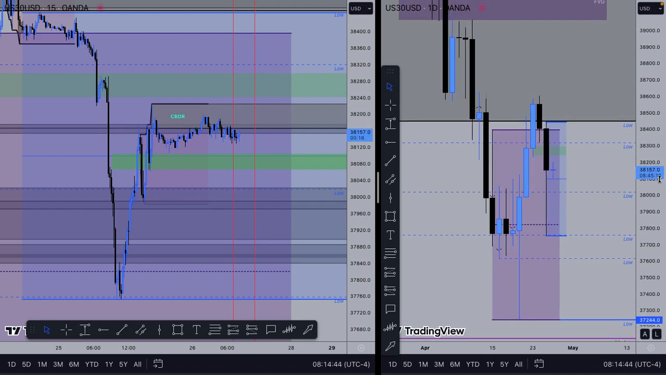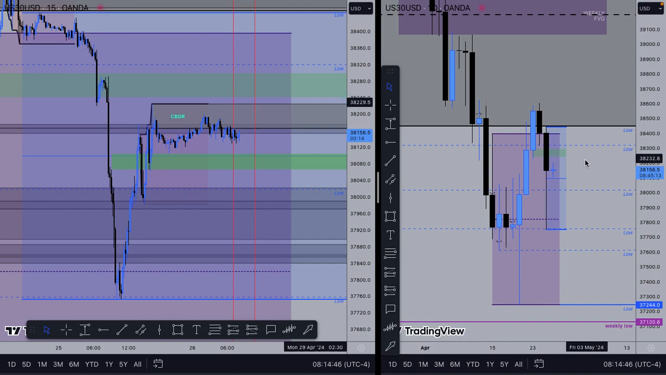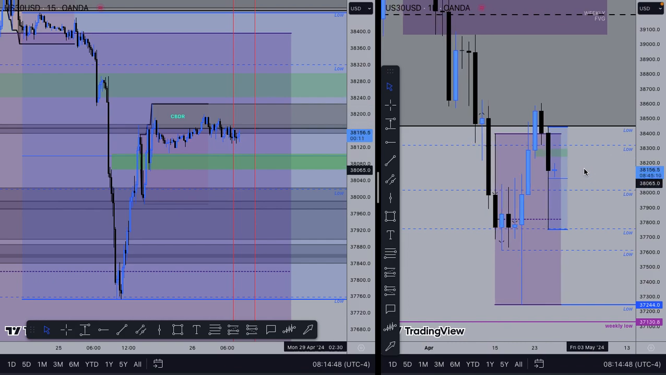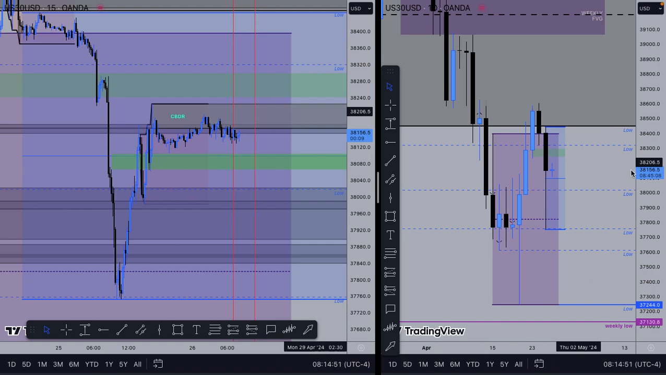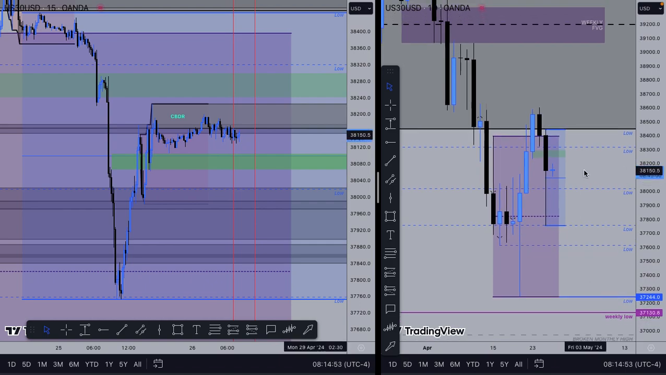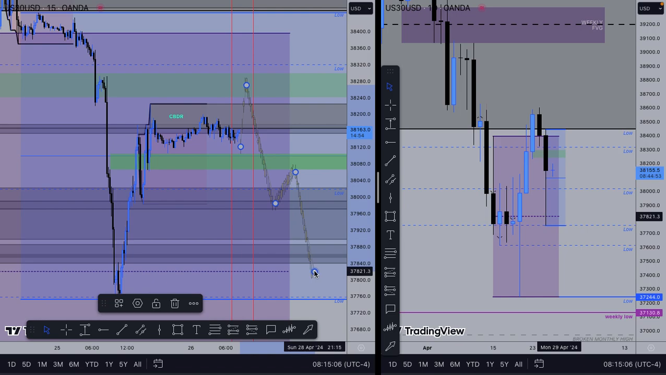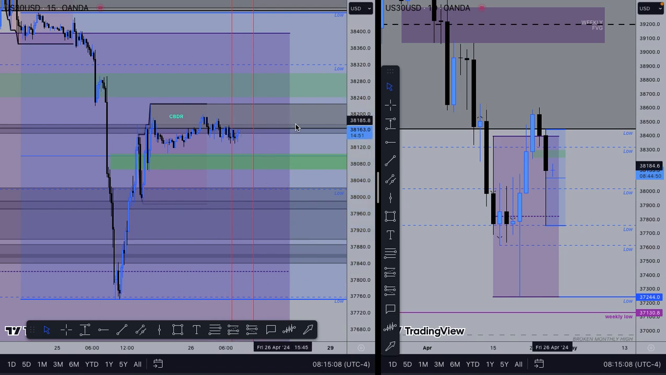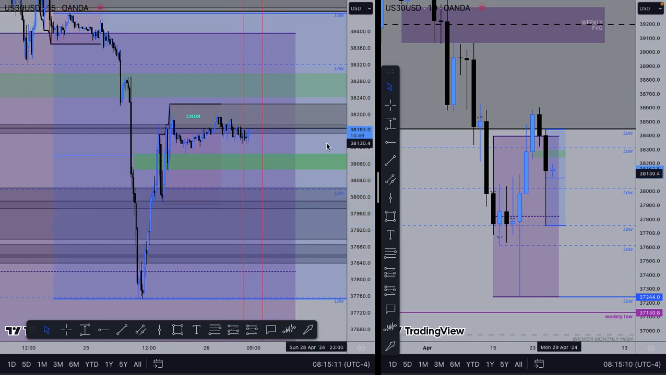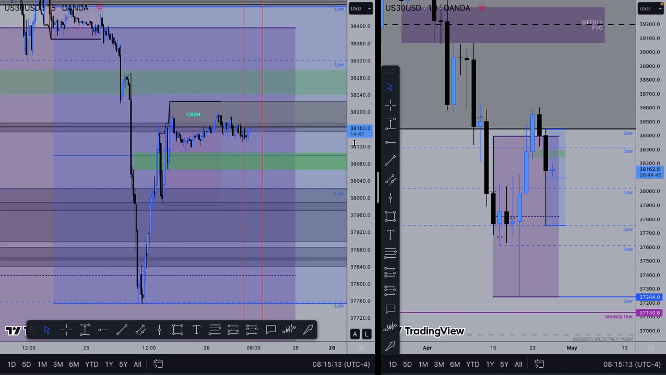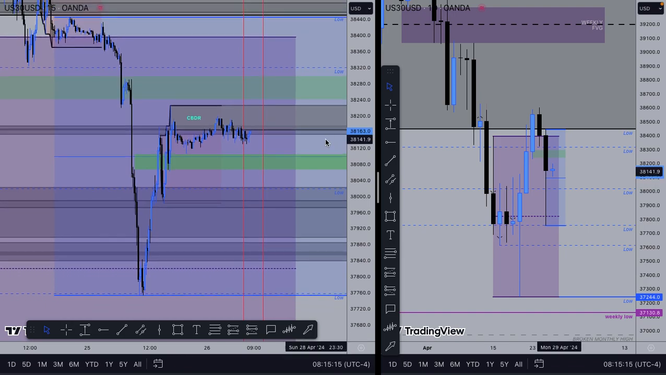But again, I digress. I'm sitting on my hands and I'm just letting it play out. We got about 16 more minutes before the news release. So I really wouldn't be surprised if we get a big pump up here, somewhere into this zone, and then come down. But again, she can do whatever she wants. We sit on our hands and we wait.